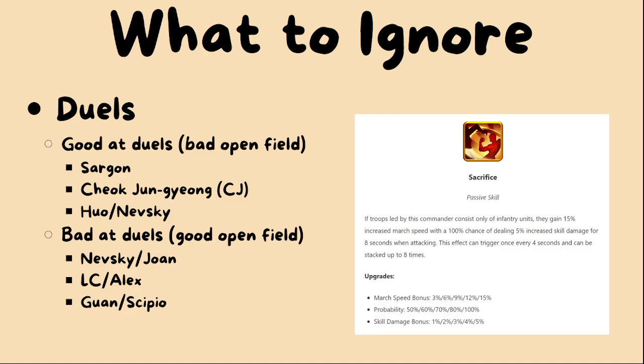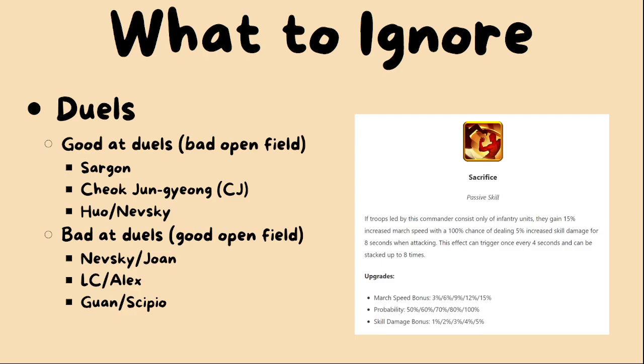that reflects a very, very small percentage of the time that you're actually open fielding. All right, so here I'm just going to give you some examples of commanders that are good at duels, actually bad at the open field, right? So Sargon is one, and the reason why Sargon is good at duels is because when you're dueling, you stay connected to the target, whereas Sargon's active skill literally needs to be connected over 5 seconds for it to hit all 5 times, right?